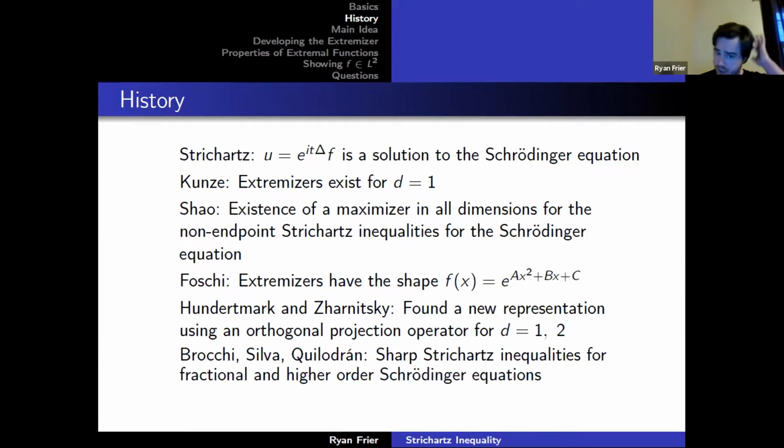Brocchi, Silva, and Quilodrán, they showed sharp Strichartz inequality for fractional and higher order Schrodinger's equation. Specifically, they showed that it enjoys a rapid L2 decay for extremisers. Now, this is something that we're going to take advantage of during the proof. We'll give a very, very brief description of the proof for the decay.